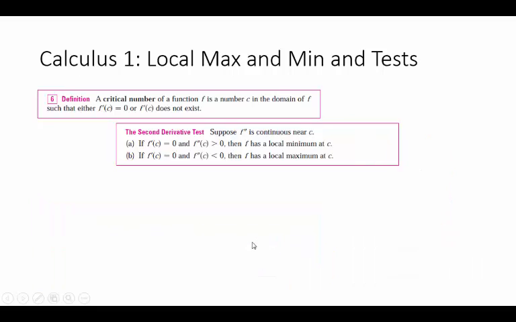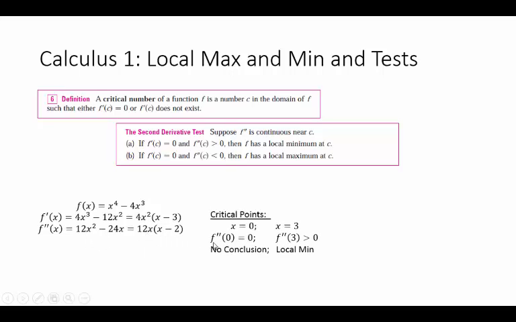So let's go back to the idea of the second derivative test. For the second derivative test, what you're actually doing is finding your critical points. If we take a look at the first derivative here, a critical point is when x is equal to 0 or when x is equal to 3. We're going to take those points 0 and 3 and put them into the second derivative. When we put 0 into the second derivative, we get 0. When we put 3 into the second derivative, we get a number that's bigger than 0.